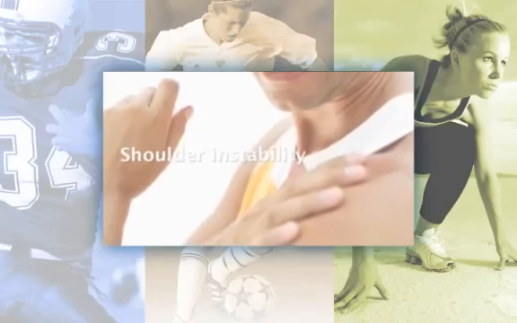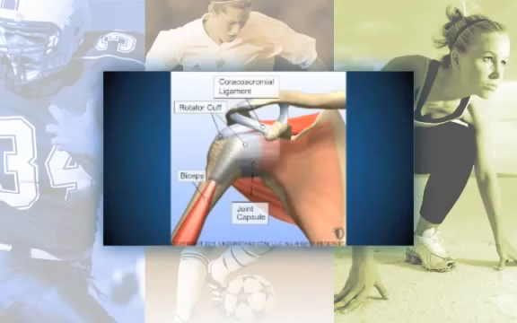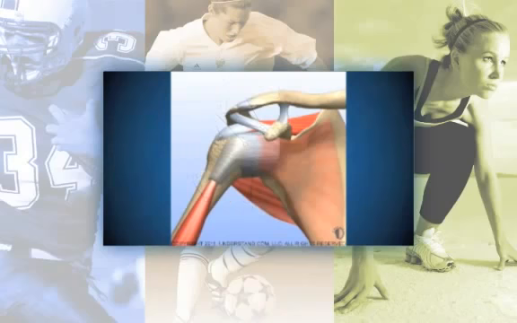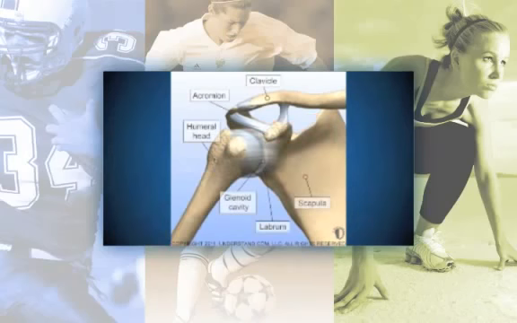I put this video together to help you better understand shoulder instability. The shoulder is a complex ball and socket joint. It is the most mobile joint in the body. It is this great mobility that makes the shoulder prone to injury.